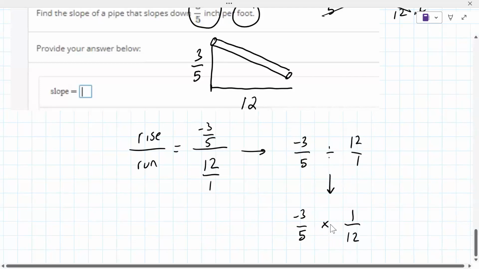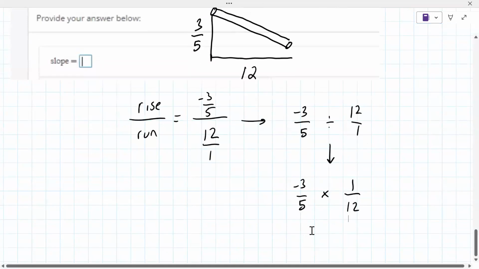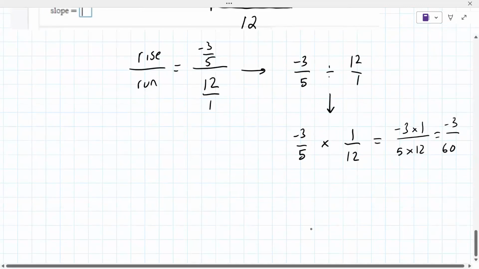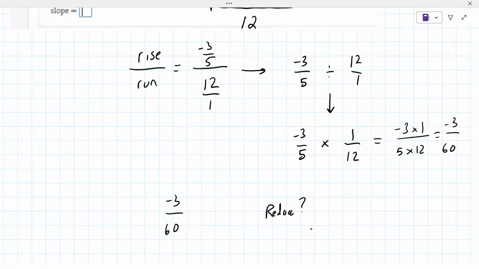Instead of dividing by a fraction, you multiply by the reciprocal. Okay. All right. So now you multiply the tops, you multiply the bottoms. So you get negative 3 over 60. Does that reduce? Yes. You can divide both the top and the bottom by 3. What is negative 3 divided by 3? Negative 1. What is 60 divided by 3? 20. There's your answer.